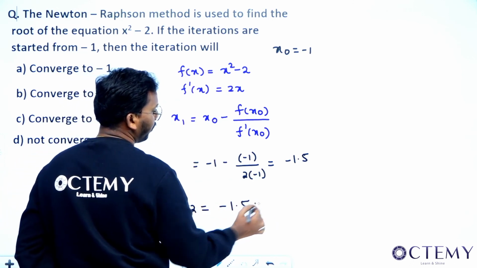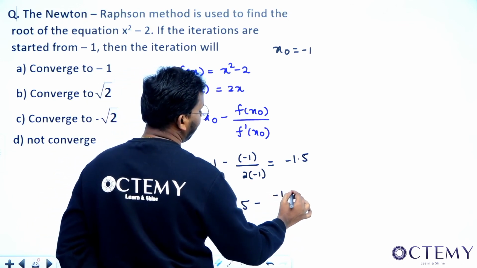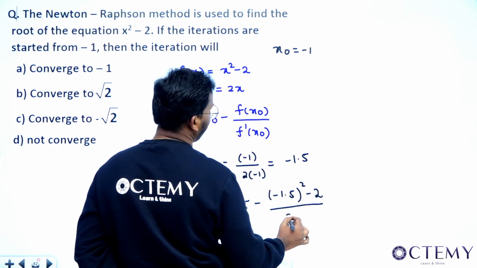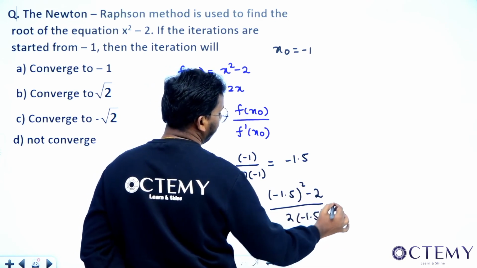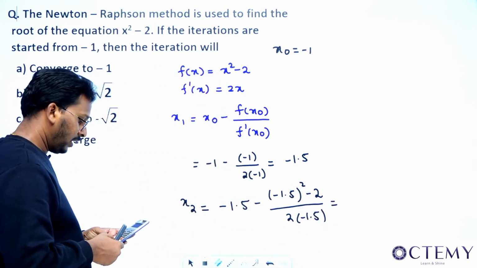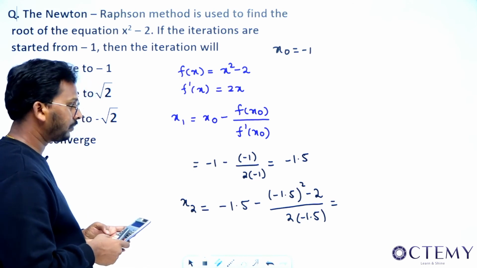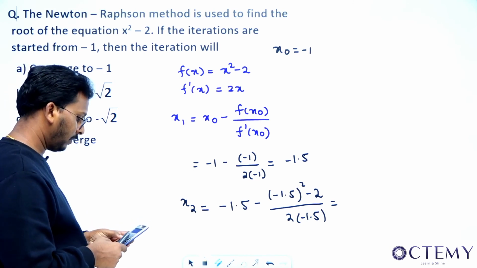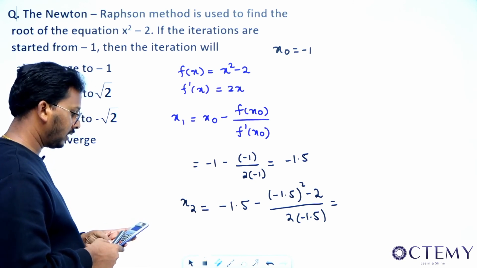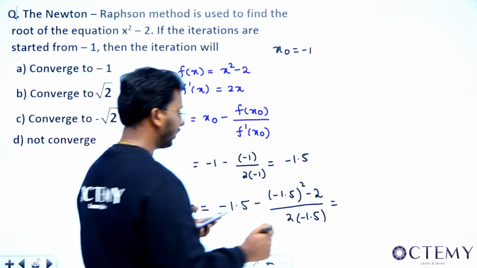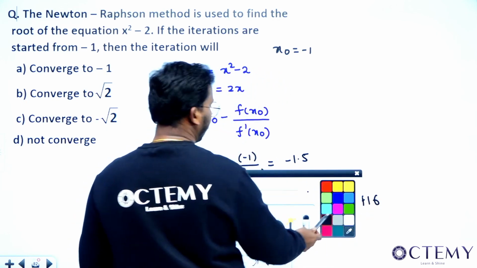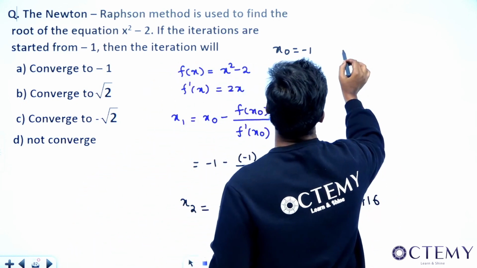Minus 1.5 minus 1.5 square minus 2 divided by 2 into minus 1.5. If you do this, see what will you get? Minus 1.5 minus 1.5 square minus 2 divided by minus 3. You will get it as minus 1.416, right?